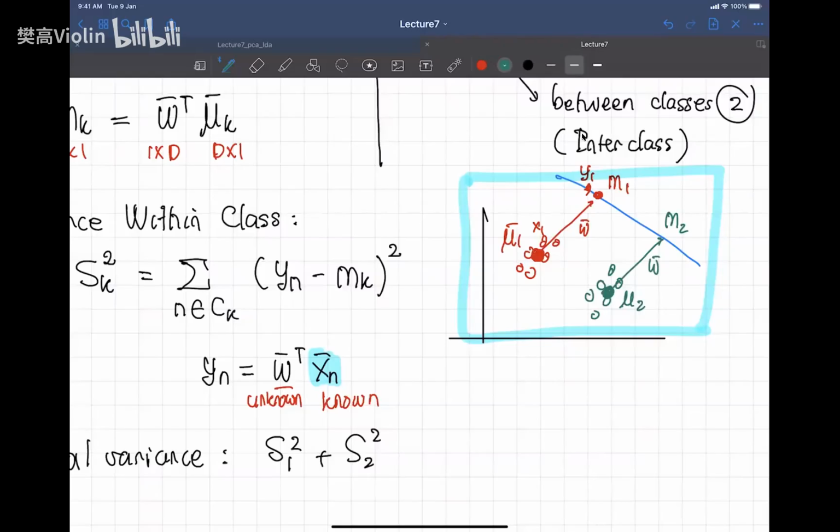So there's another question, Nitin. Yn is a factor. Well, let's see. I haven't defined this. I think W here is 1 by D, because this one is D by 1. So this one is 1 by 1. Any other questions?